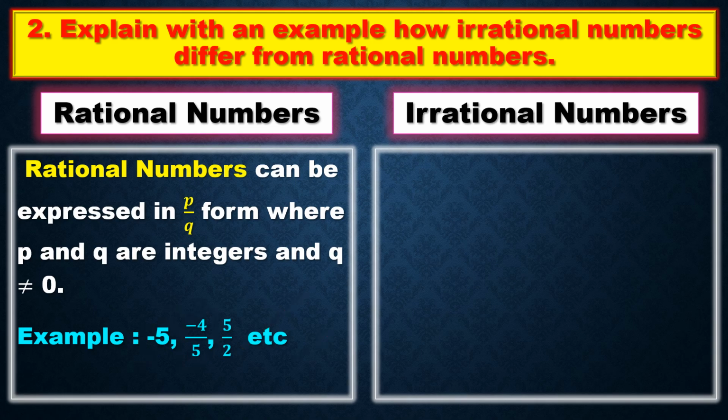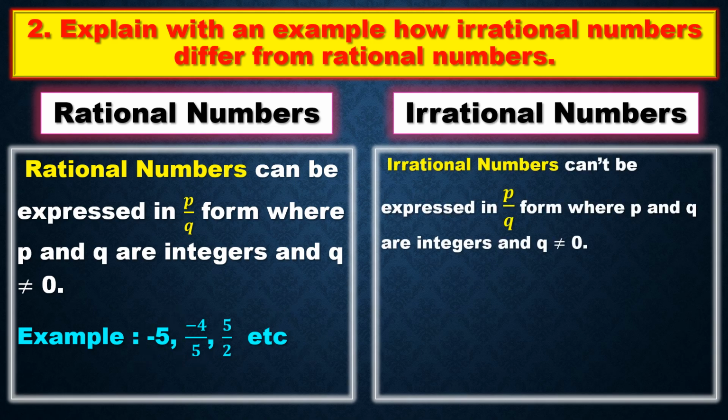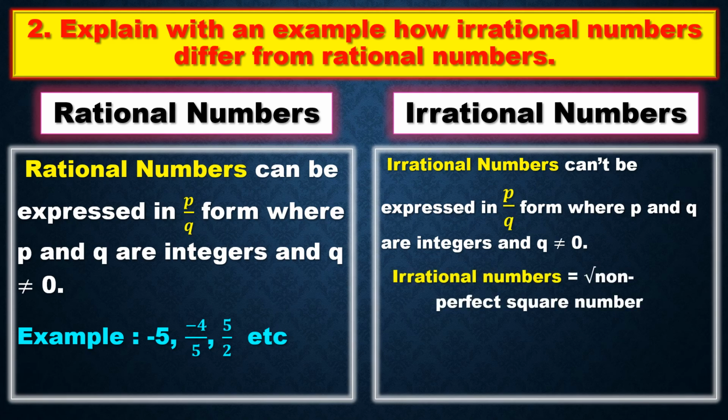Next, irrational number means we cannot express them in p by q form. They cannot be expressed in p by q form. And there is another definition: irrational numbers means root of a non-perfect square number. Any root of a non-perfect square number is an irrational number. Even though it is an even number, even though it is a composite number, if it is not a perfect square number, it is an irrational number.